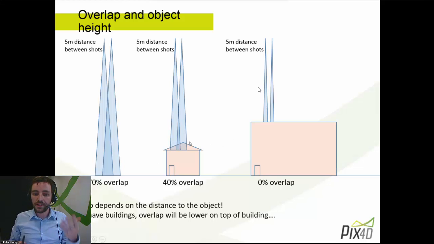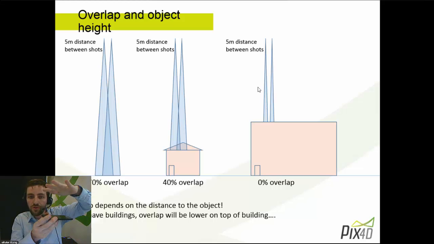However, if you have objects like houses in it, on the top of the house, you will automatically have less overlap because you're closer to the camera. And if you have an extremely tall building, then it may happen that you actually don't even have overlap. So that's just a reminder that you should not expect to have amazing results if you are too close to the objects and keeping the same overlap.